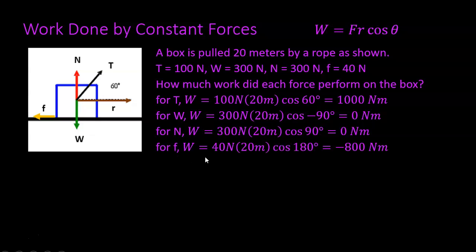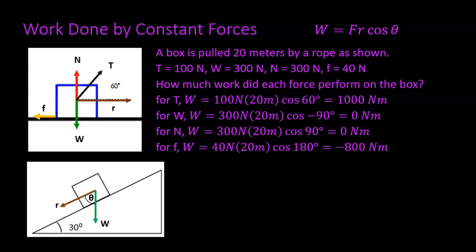For the force of friction, we have an angle of 180 degrees. That's going to cause this to be a negative 800 Newton meters. Remember, the negative sign here means that the energy is flowing into the object exerting the force and out of the object receiving the force. So since the friction force is the ground acting on the box, in this case, 800 Newton meters of energy is flowing out of the box and into the ground. Add up all these work totals, we find out that the net work performed on the box is 200 Newton meters. So it gained 200 Newton meters in mechanical energy.